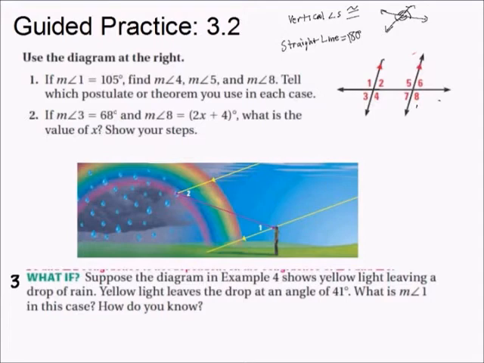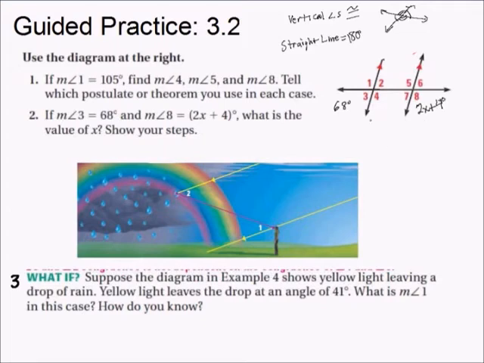Number 2. Number 2 says if the measure of angle 3 is 68, okay, so let's put 68 degrees right there. And the measure of angle 8 is, let's look, 2x plus 4 degrees. What's the value of x? And then we need to show our steps.